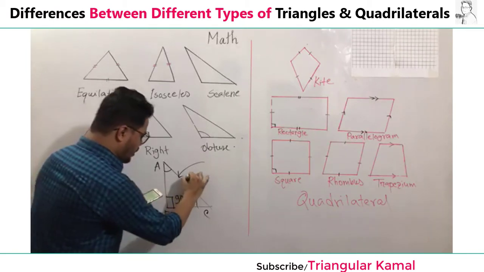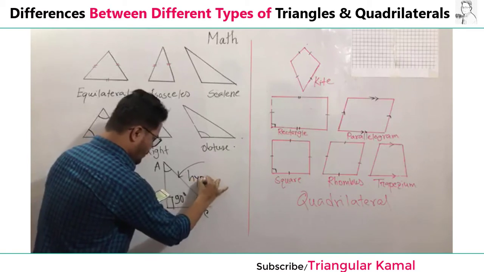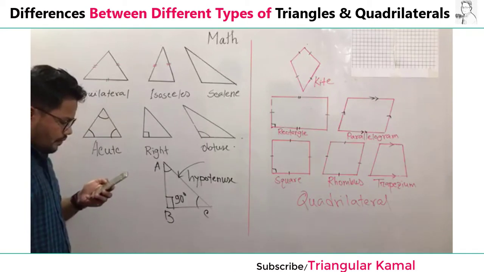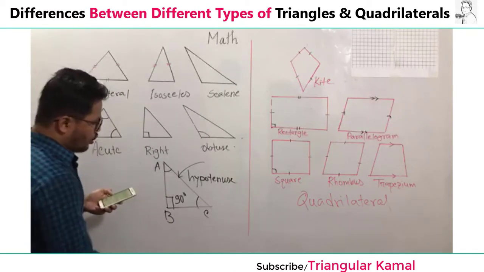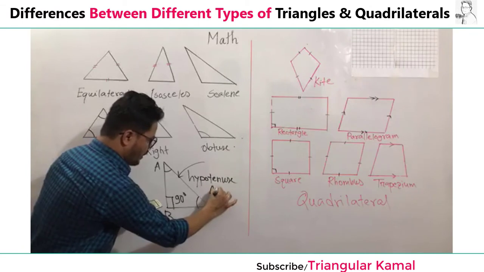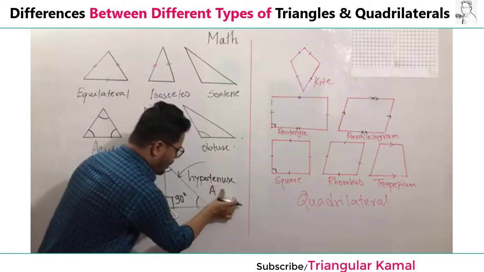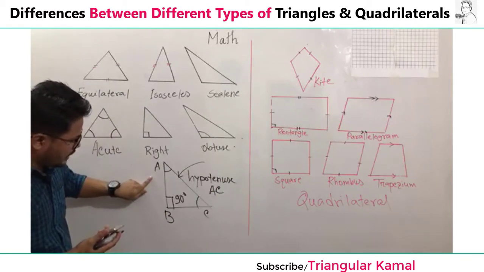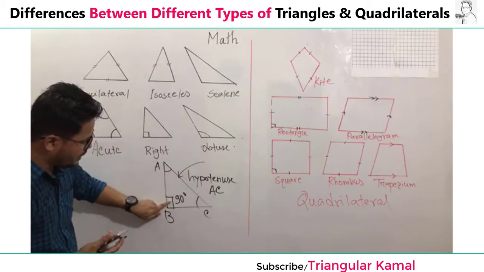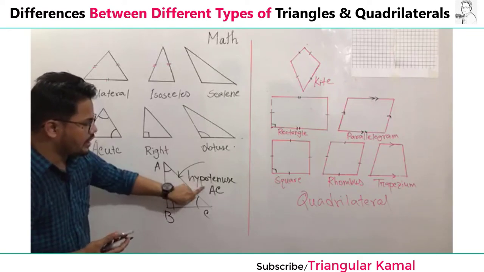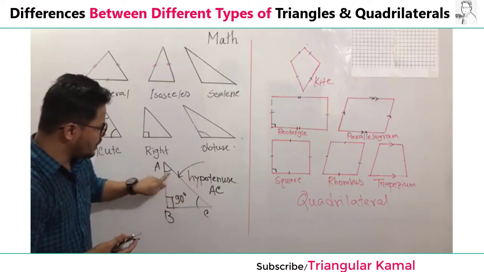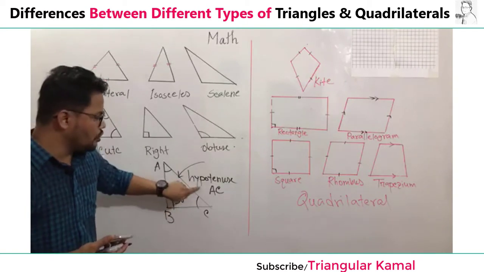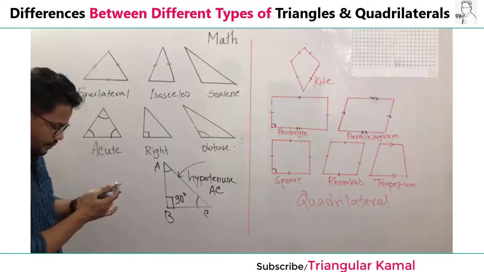And this one is called hypotenuse AC. So my dear students, just remember, in a right angle triangle, the side opposite the right angle has the special name hypotenuse, and the hypotenuse is the largest side of a right angle triangle. So this one will be the greatest and largest side.